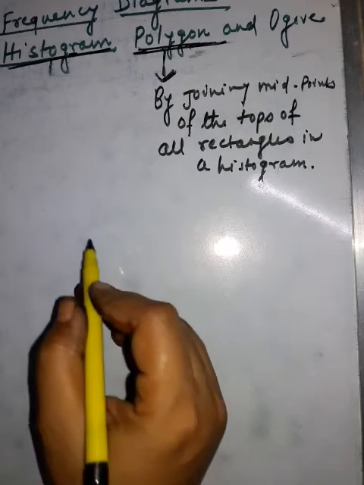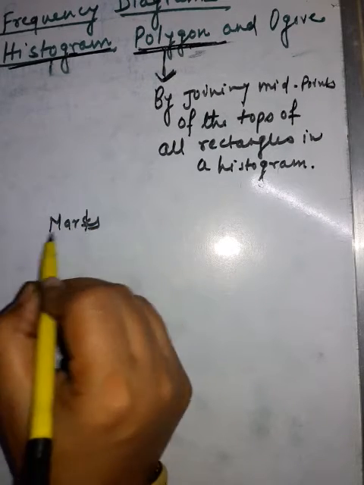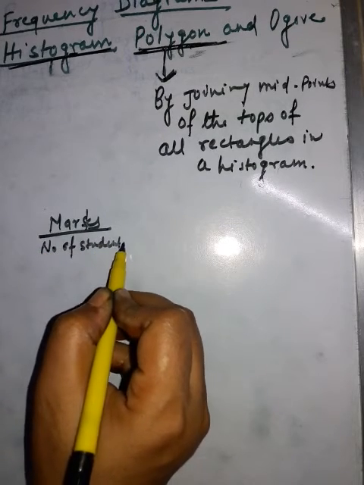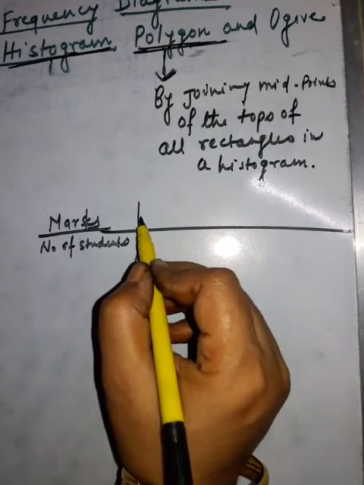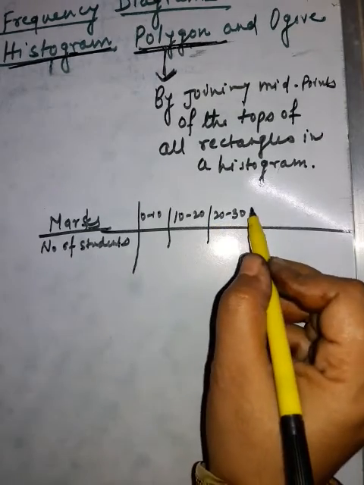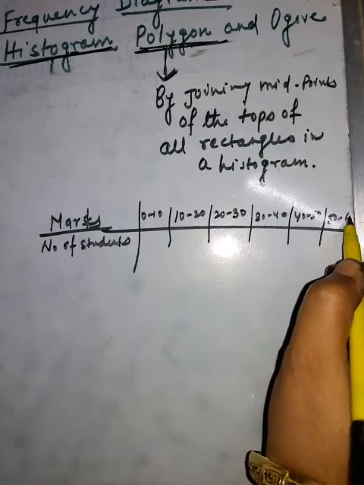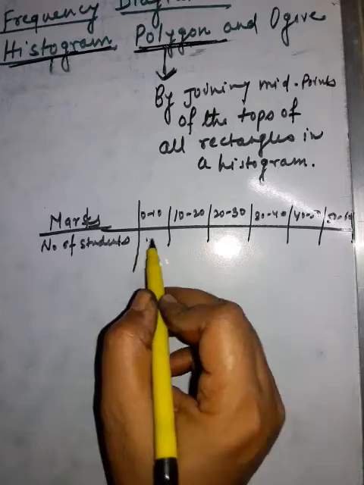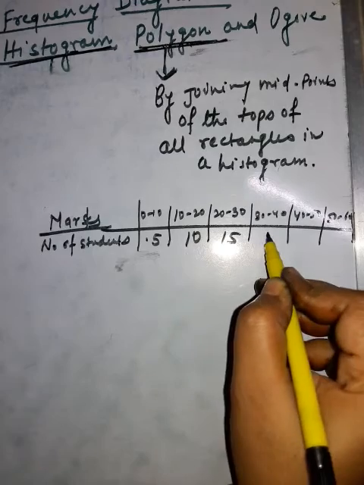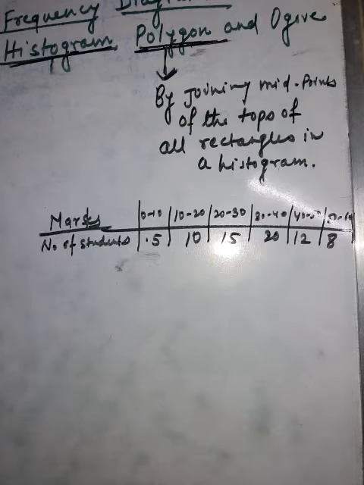With the help of an example, I will draw a polygon over here, and you can also draw whatever questions are given in your textbook. Example, suppose marks and number of students. Suppose I have data of 0 to 10, 10 to 20, 20 to 30, 30 to 40, 40 to 50, and 50 to 60. And the number of students is 5, then 10, then 15, then 20, then 12, then 8. Okay, and we have to draw a polygon.